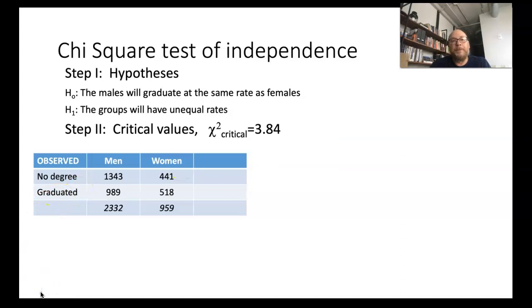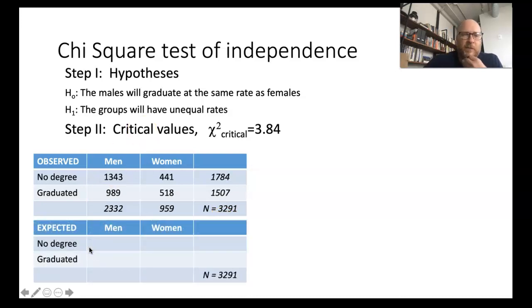All right, so what I'm going to do for my observed values is I'm going to add some columns here. Earlier I just showed you what was going on inside the table, but this is a total. So this is all of the men, all of the women. Over here, these are all of the athletes that did not get a degree, and these are all of the athletes that did get a degree. And if I add up those 2 numbers, I get 3,291. All right, and again, this is observed.